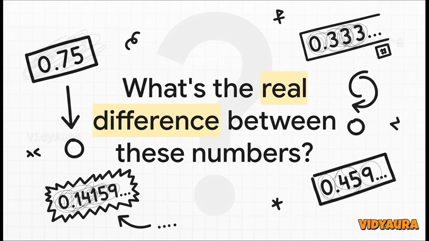So you've definitely seen numbers like these before, right? You've got 0.75, which just stops. Then there's 0.333 and so on, which seems to go on forever with that repeating 3. And then you have this other one, 1.1010001, which also goes on forever, but where's the pattern? What's the real difference here? Well, that's exactly what we're going to figure out today.